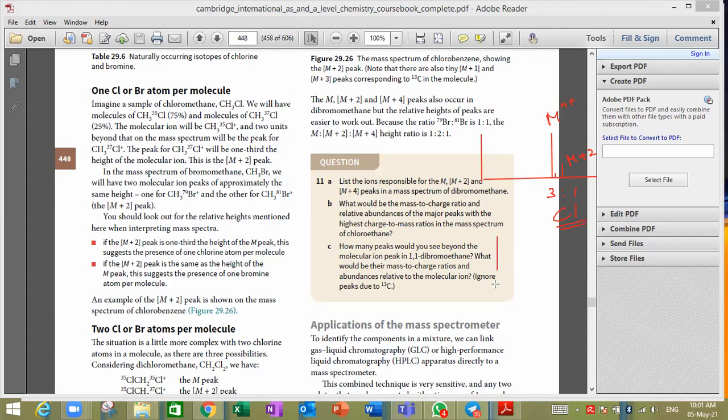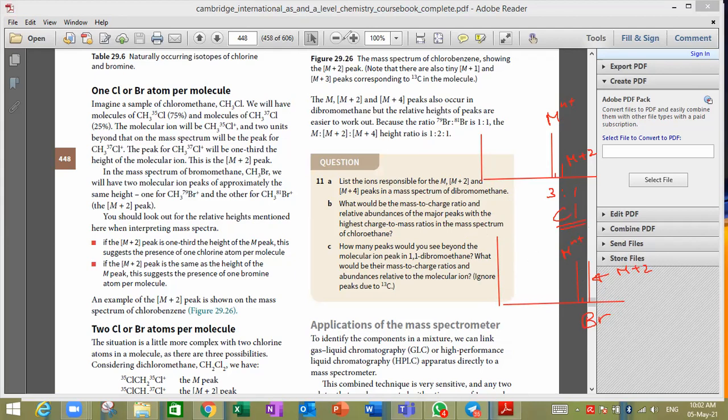But if the ratio between the molecular ion peak and the other one that comes after it by 2 units is 1:1, we find that both have the same height. This means that we have a bromine atom in our molecule. Why does this happen?